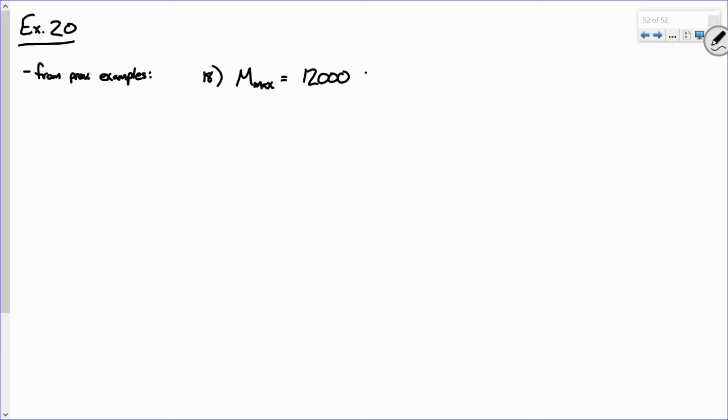So let's look at example 20. So the first thing I'll do is I'll say, from previous examples, for example 18, M max equals 12,000 foot-pounds.